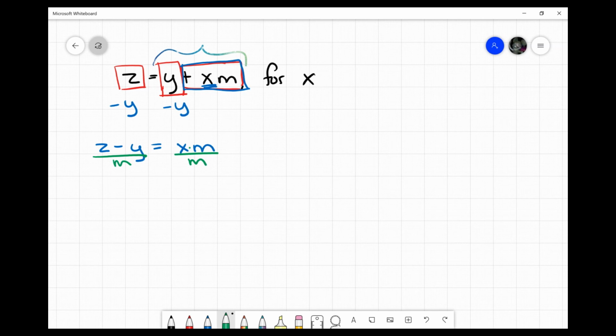On the left side, I just have z minus y all divided by m. I can't clean that up at all. On the right side, m divided by m, they become 1s. So x times 1 is x, divided by 1 is still x. So x is z minus y divided by m.